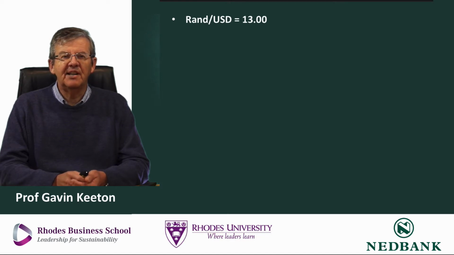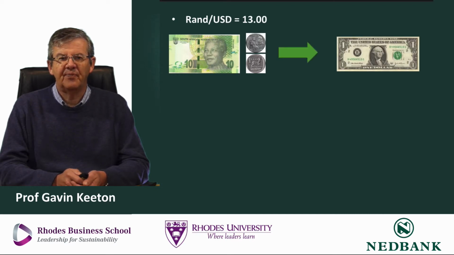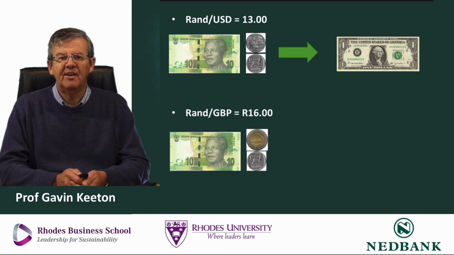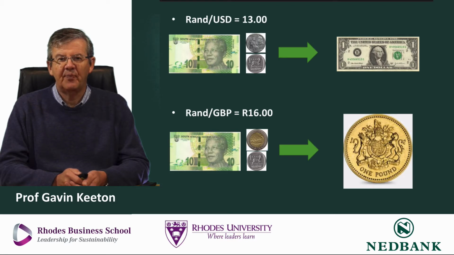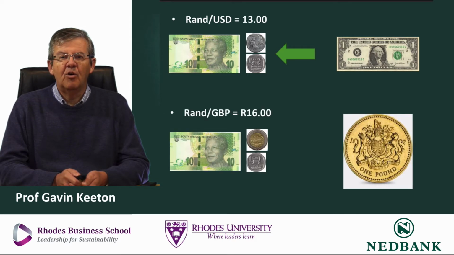So let's look at it. Currently the rand-dollar exchange rate is around 13. But what does that mean? It means that we need 13 rand to buy one US dollar. Or, at the moment, the rand-British pound exchange rate is 16 rand. That means we need 16 rand to buy one British pound. But we can turn this around, because exchange rates are important not just to us, but to foreigners. So for somebody who earns dollars, for one US dollar they can get 13 rand. Or for one British pound, they can get 16 rand.